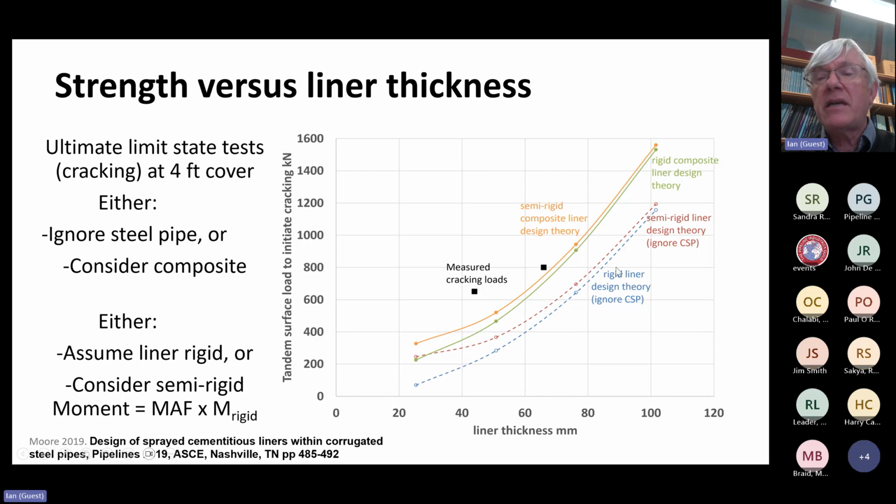Also, do we design based on the full rigid pipe moment, or do we account for the fact that the deteriorated pipe system is not rigid, it's semi-rigid, and the moment is reduced? And here's a couple of measurements of moment capacity measured from the experiments versus calculation of moment capacity based on these different design models.